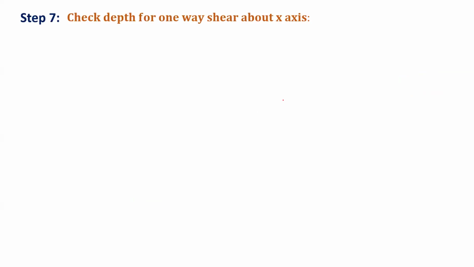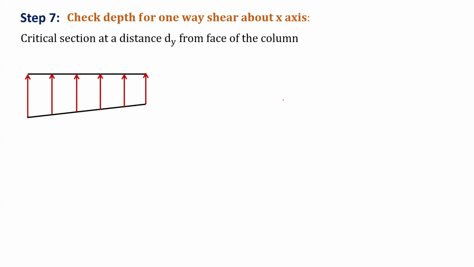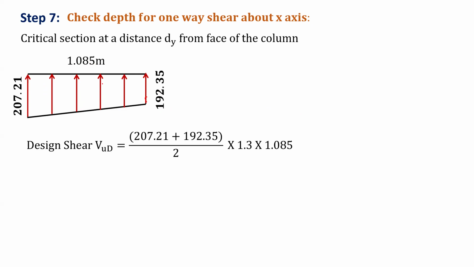along X direction. Now step 7, check depth for one way shear about X axis. So we have dy from face of the column, and this value comes 1.085. Now I have calculated this value, 192.35, that is at 1.085, and this will be the bearing stress diagram. Now we will have design shear VUD. So we have taken average. We know how we will calculate it. If you remember, then we will have value in this fashion.